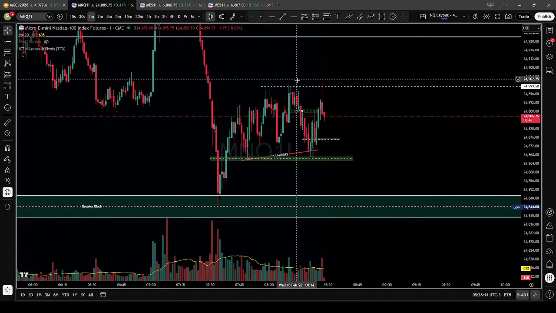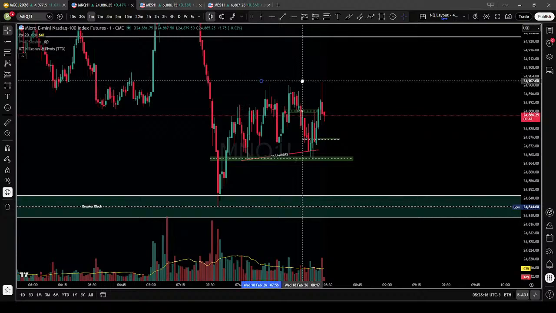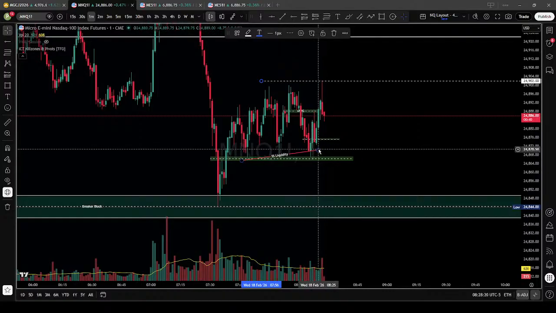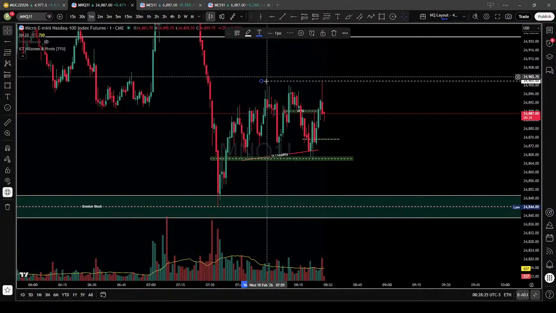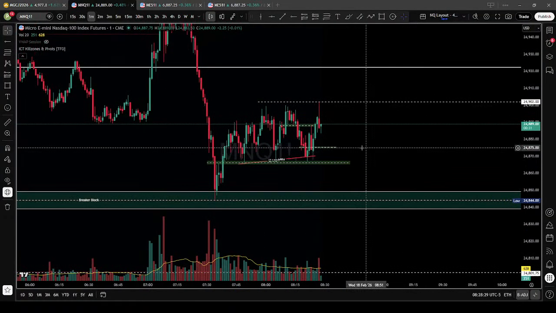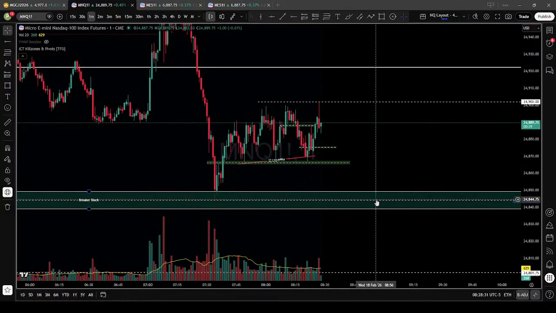What am I watching right now? Highs are continuously being tested, lows are not tested that much. If we are not able to find buyers to take the price higher, then we might be heading lower.